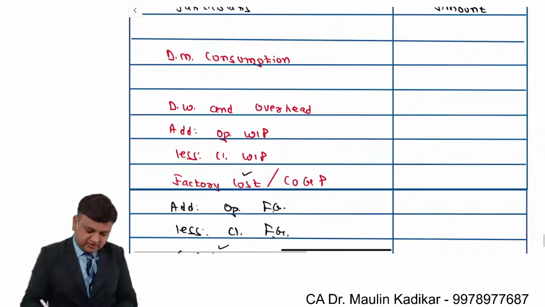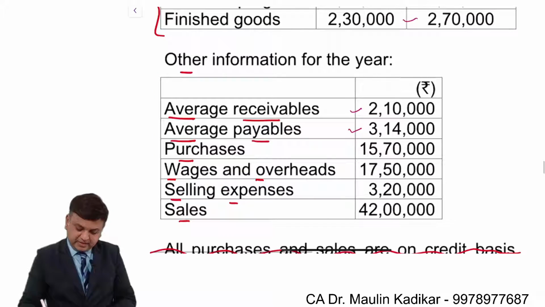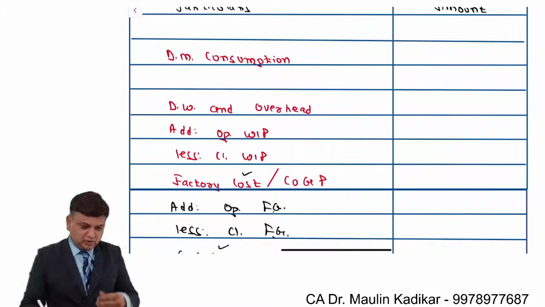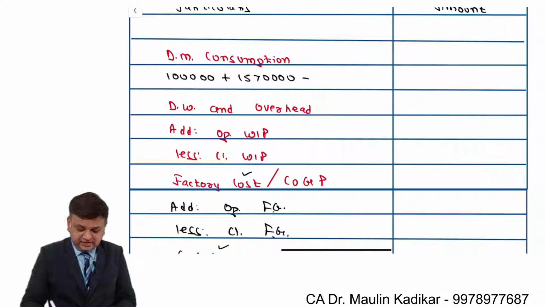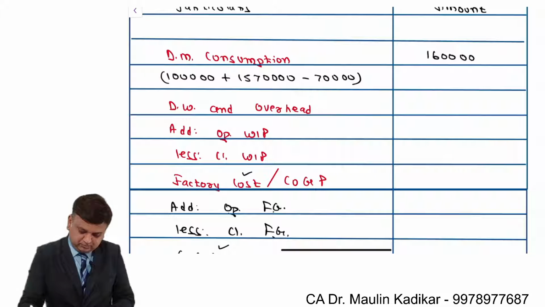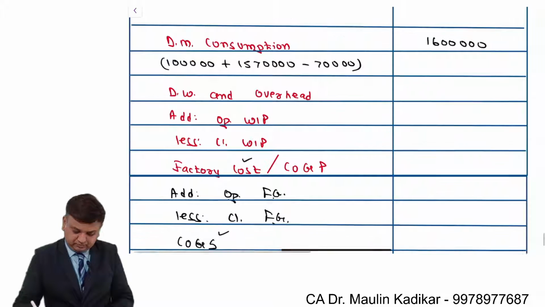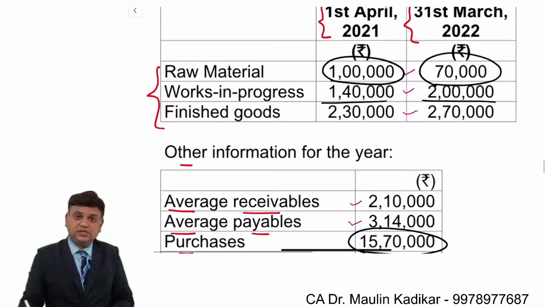So we start with the direct material consumption, in which kindly use a calculator. Opening raw material stock is 1 lakh, purchase is 15 lakh 70,000, and the closing is 70,000. So the opening stock is 1 lakh plus purchase 15 lakh 70,000 minus closing 70,000. So the answer is 16 lakhs. Direct wages and overhead is 17 lakh 50,000. Opening WIP is 1 lakh 40,000 and closing is 2 lakhs.